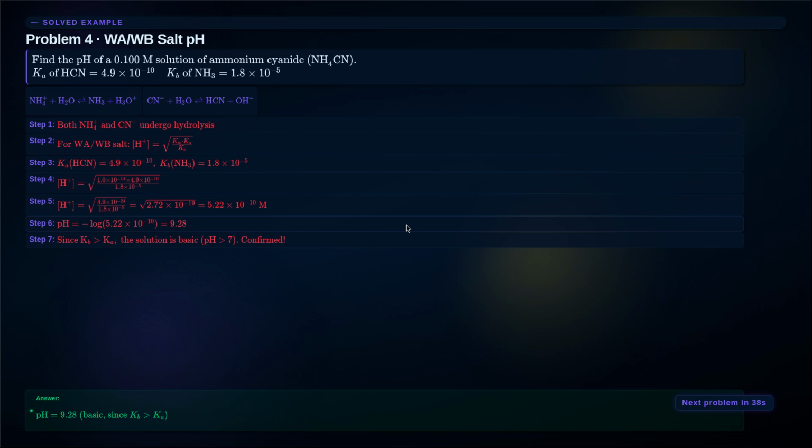Step 7. Since Kb is greater than Ka, the solution is basic, with pH above 7. Our result confirms this. Final answer. pH equals 9.28. Basic solution.